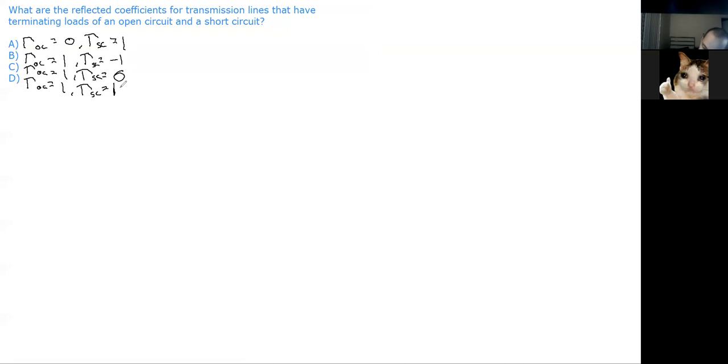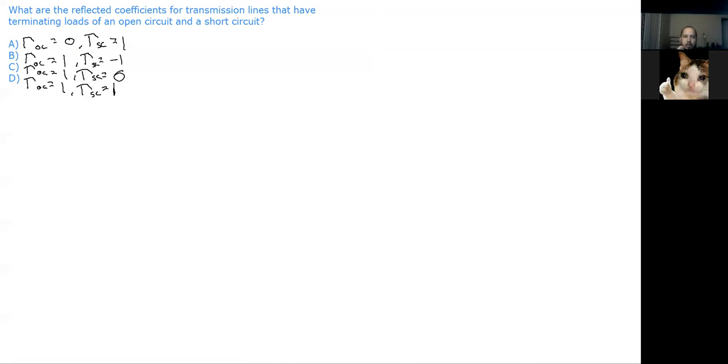What the hell? Yeah, I know. It's kind of weird. Terminating loads of an open circuit and short circuit. I have no idea what that means. What's an open circuit or a short circuit? Terminating loads of an open circuit and a load circuit.